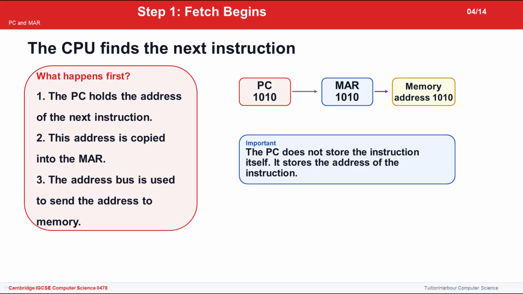Step 1. Fetch begins. The program counter contains the address of the next instruction. This address is copied from the program counter into the memory address register. The address is then sent to memory using the address bus. Remember, the program counter stores an address, not an instruction.